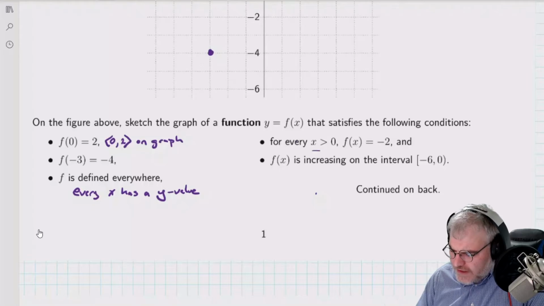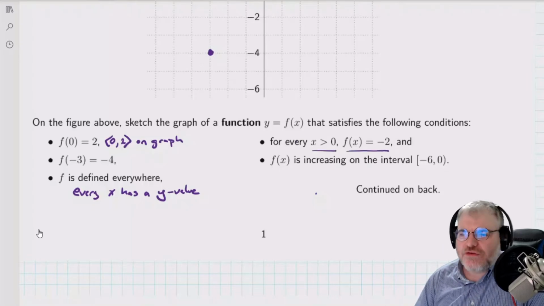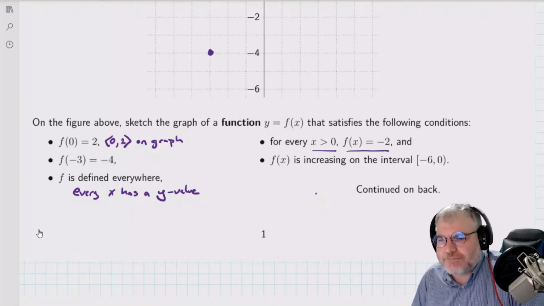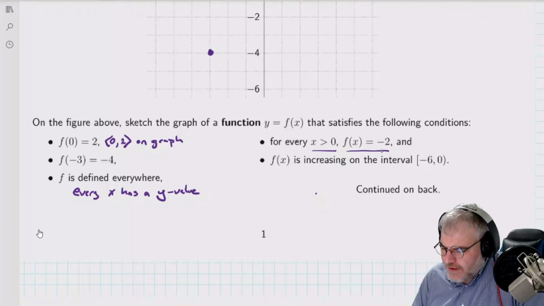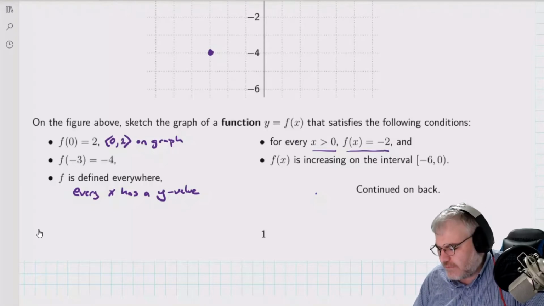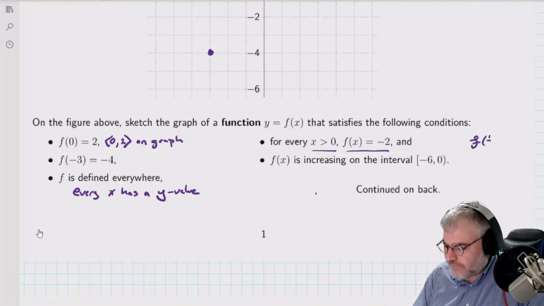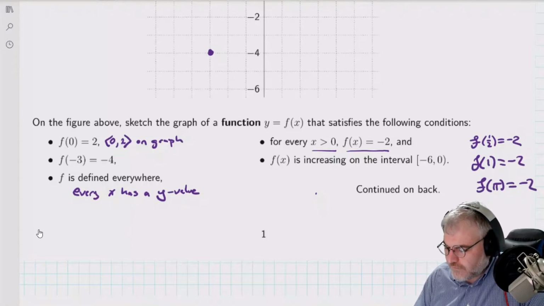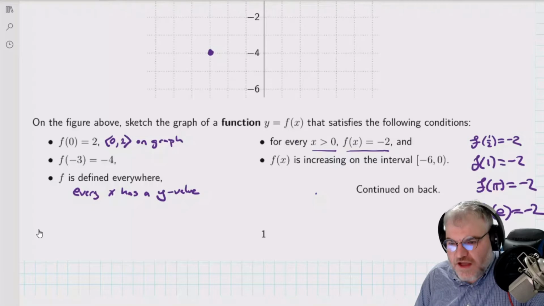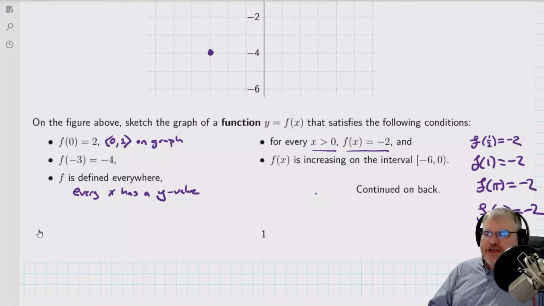For every x greater than 0, f of x equals negative 2. So what is f of 1? If x equals 1, what is y? Well, negative 2. If x equals 3, what is y? Negative 2. If x equals 1/2, what is y? Negative 2. If x equals pi, what is y? Negative 2. As long as x is positive, y is negative 2. 1 to 5, how do we feel about what that one is asking us?